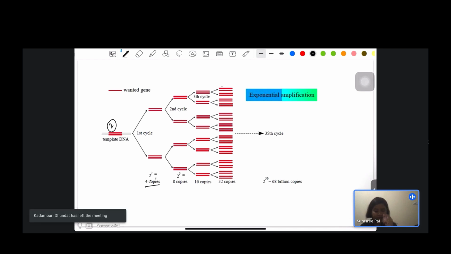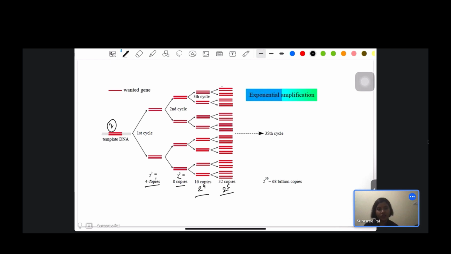Next, after the second cycle we get 2 to the power 3, which means 8 copies of the DNA. So we can see there is an exponential rise. After that we get 2 to the power 4 after the third cycle. After the fourth cycle we get 2 to the power 5, which means 32 copies or 32 molecules of DNA, right? So this is how the exponential amplification goes on with the help of this Taq polymerase. So that is the role of this polymerase.